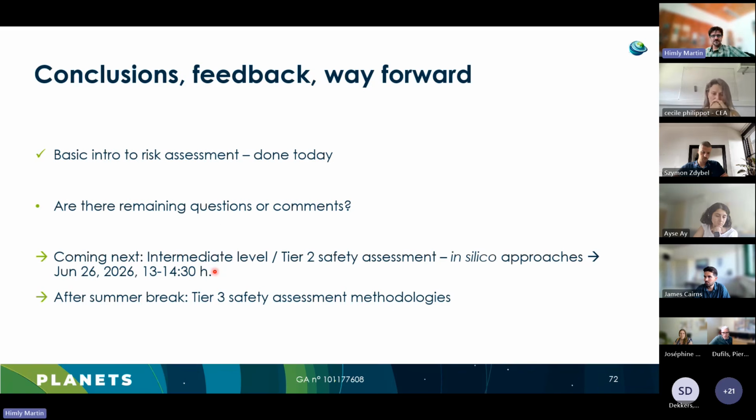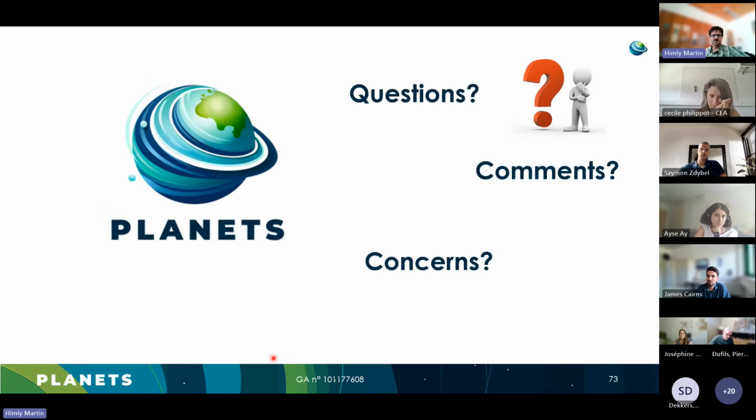We are not going to stop here. We still have another session in a week's time, and then we are going to look into intermediate level, tier 2 safety assessment, and here in silico approaches for hazard assessment, but also for exposure assessment by in silico tools will be the topic. So stay tuned with us. After the summer break, we are going to continue with tier 3 level assessment methodologies and dive into the diversity of all these different technologies.